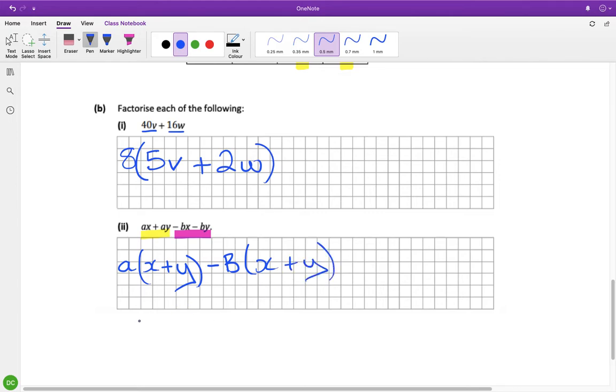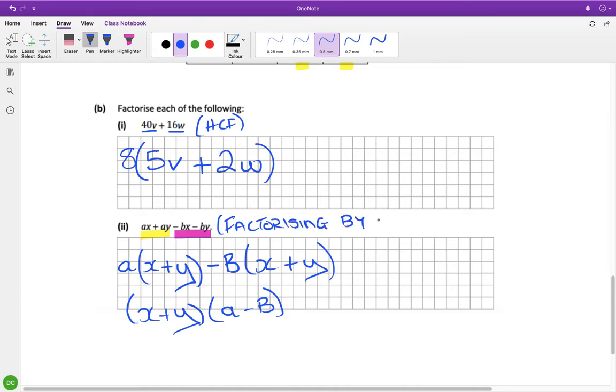And then if you remember to finish these off, you write down the brackets and you write down the spares. So the A and the minus B. Okay, so this one here, if you're looking back in your notes, this is called a highest common factor, and this is called factorizing by grouping.